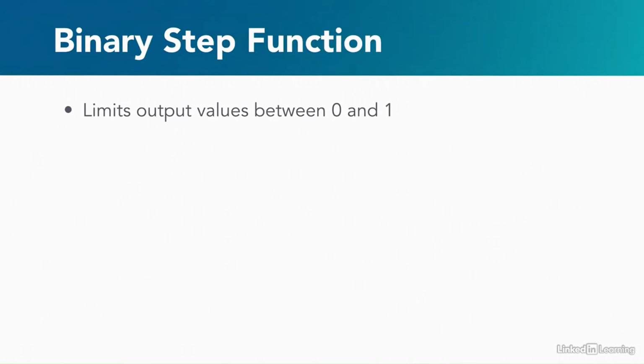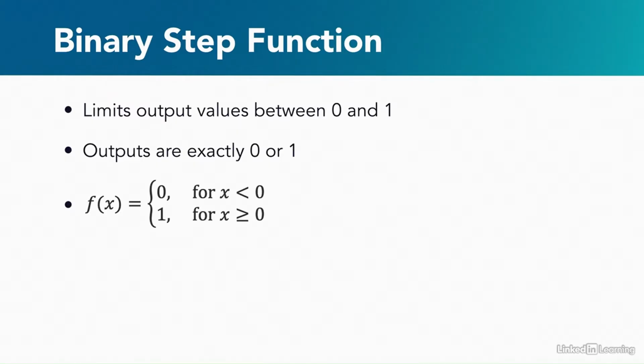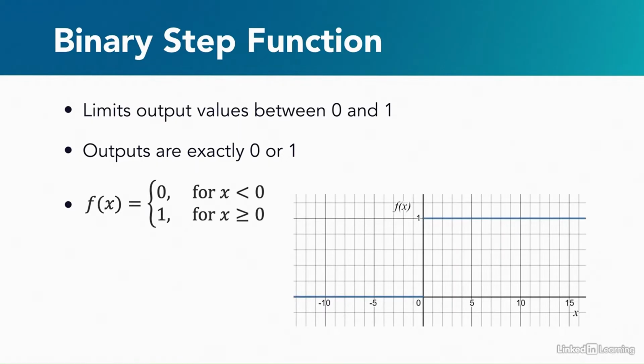First, we have the binary step function, which limits the output values between 0 and 1. Actually, outputs are exactly 0 or 1. Here's the expression for the function. So as you can see in the plot, the function returns 1 for positive values of x, and 0 for negative values of x. There's the dramatic distinction in the boundary. The function jumps between 0 and 1.